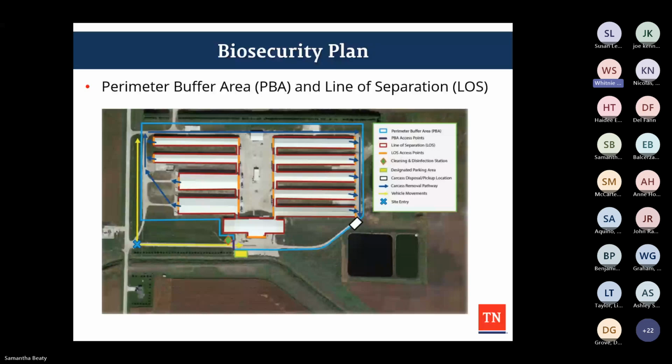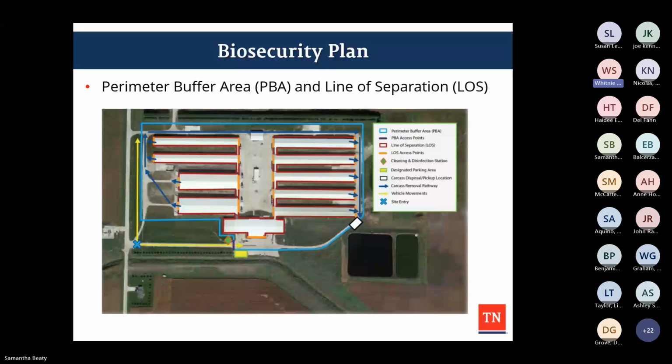And then probably one of the biggest components of a biosecurity plan is identifying a perimeter buffer area and line of separation. These are terms that you might hear a lot when talking about biosecurity. Sometimes we shorten it to PBA or LOS. This is a good example of a map of a farm with multiple houses, and they've designated multiple things, but specifically the perimeter buffer area. So that's going to be that lighter blue line going all around the outer edge of this farm.